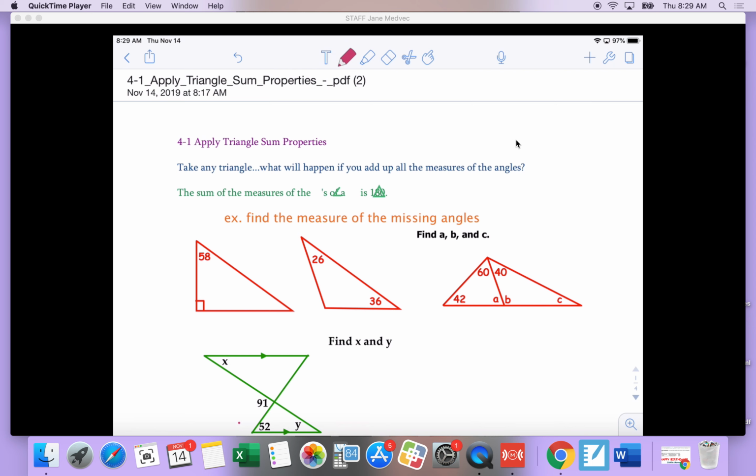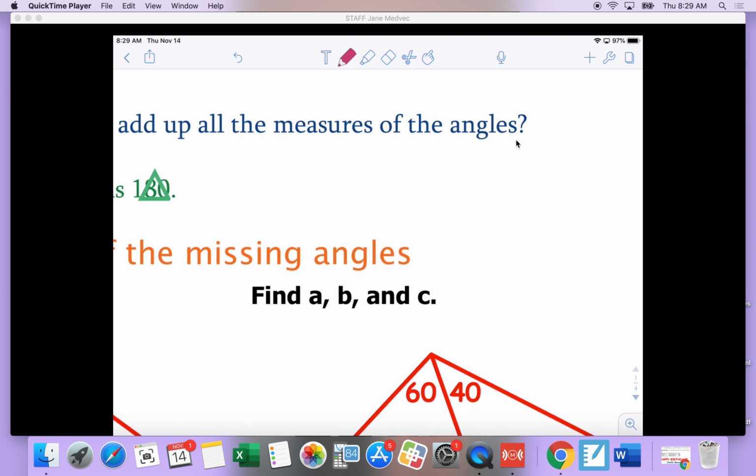Chapter 4. This is section 4.1. We're going to apply the triangle sum property. The triangle sum property says you can take any triangle, and if I take all the measures of the angles, what does that add up to? 180 degrees, right. So it's 180 degrees.